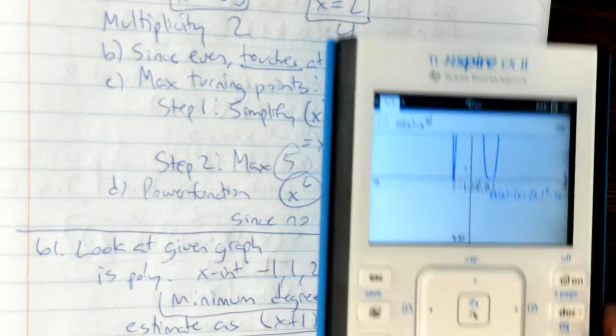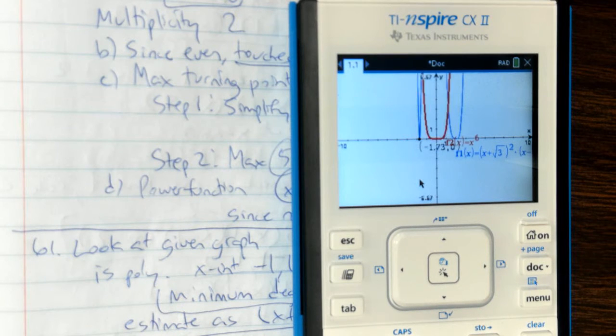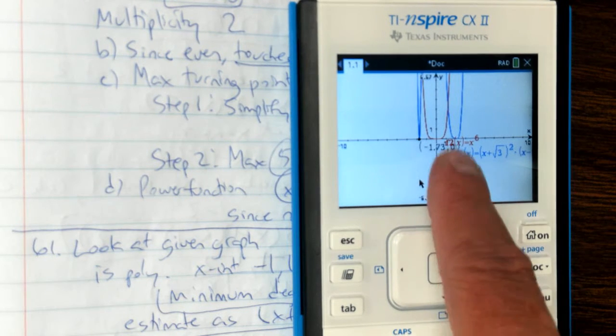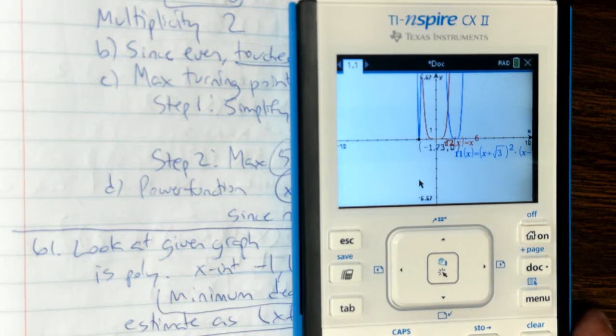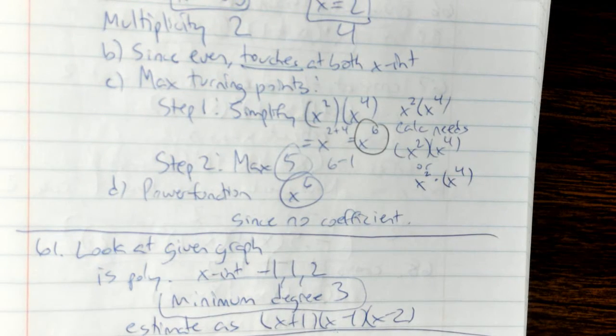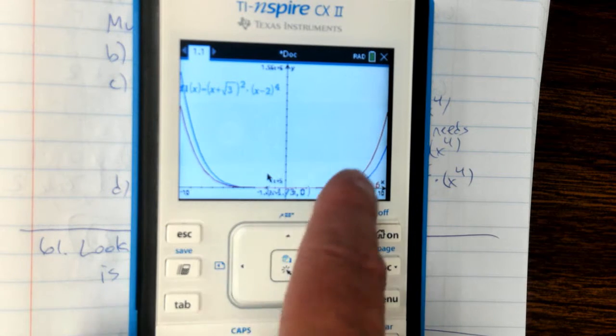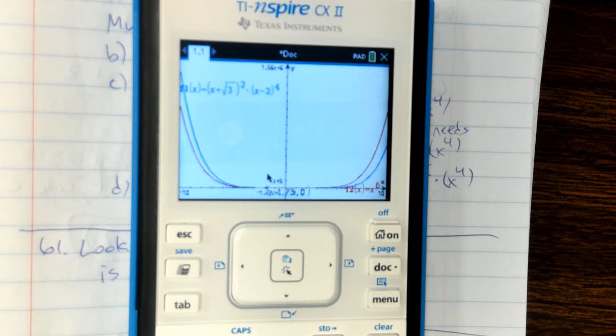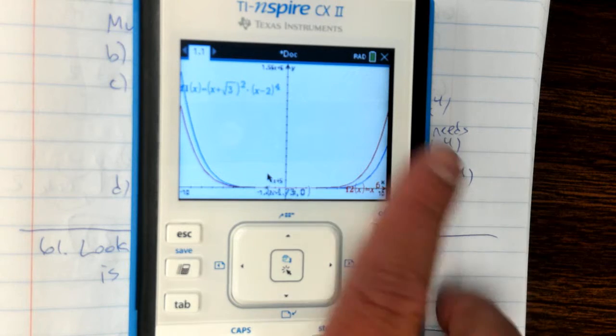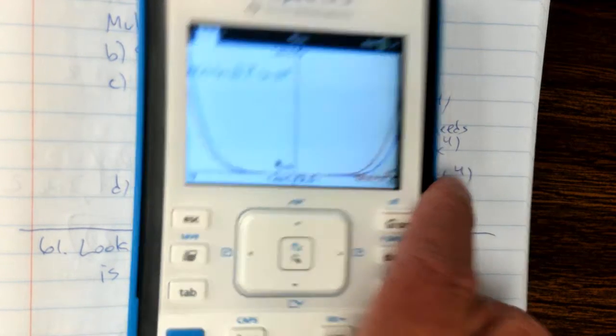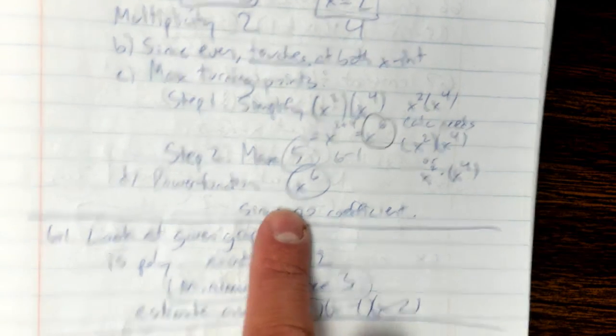Okay, so the graph for x to the 6th looks like this. So that's our power function. Let me do zoom fit. Okay, so when I did zoom fit, you can actually see that it looks close to what it was before. Like, you know, those two functions look pretty close to each other. Okay, any questions? Okay, so that's your power function.